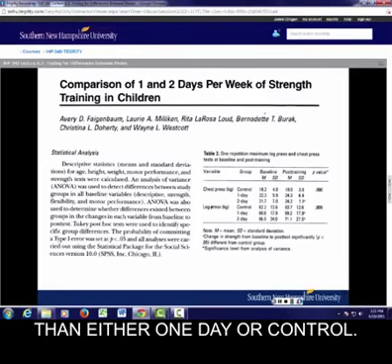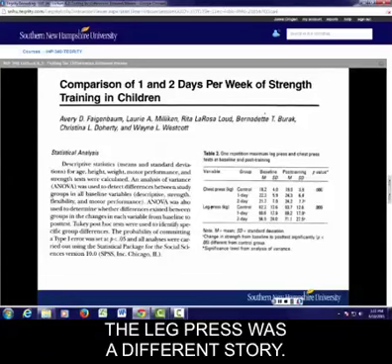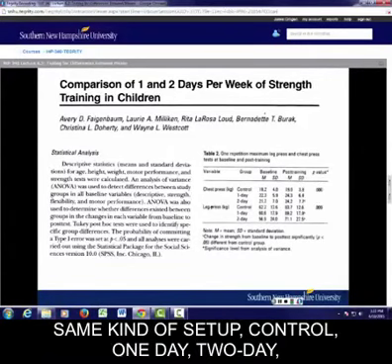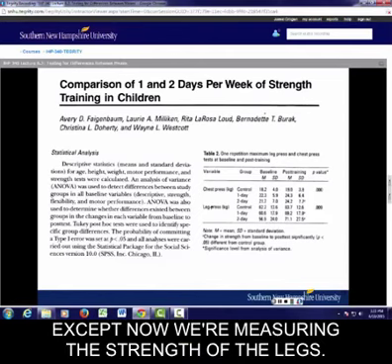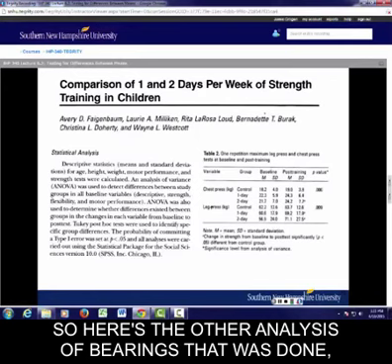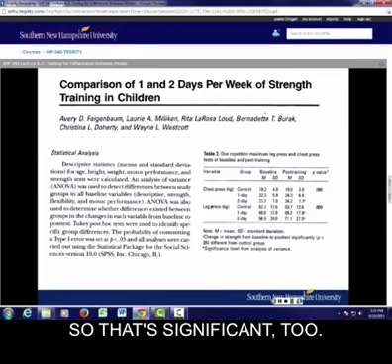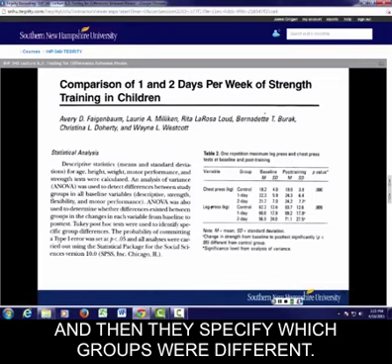or control. The leg press was a different story, so now you're looking at the bottom half of the table. Same kind of setup, control, 1 day, 2 day, except now we're measuring the strength of the legs. So here's the other analysis of variance that was done. The p-value from that one came out to be 0.009, so that's significant too. And then they specify which groups were different.